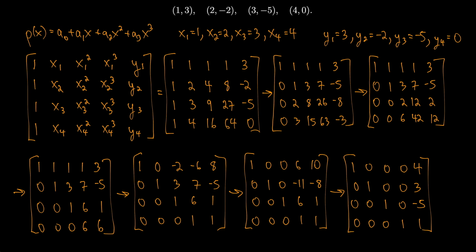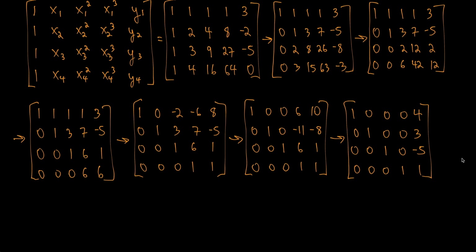Okay, so we finally solved this thing because we put it in reduced row echelon form. We see that a0 must equal 4, a1 must equal 3, a2 must equal negative 5, and a3 must equal 1. So that means my polynomial is p of x equals 4 plus 3x minus 5x squared plus x cubed.